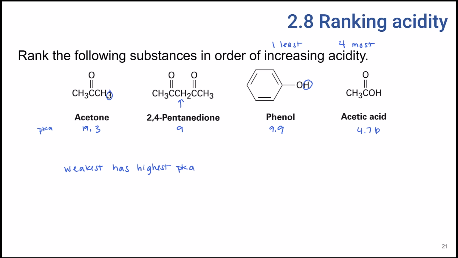So the highest pKa is the one that is less willing to give away its proton, so that's going to be acetone. So I'll rank that as 1. The next one is phenol, which is 2, and then the 2,4-pentanedione, 3, and then our most acidic is acetic acid.